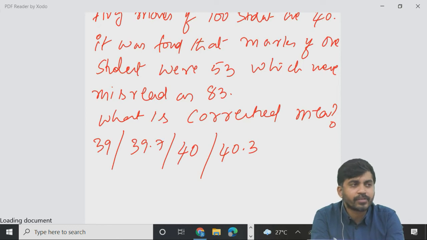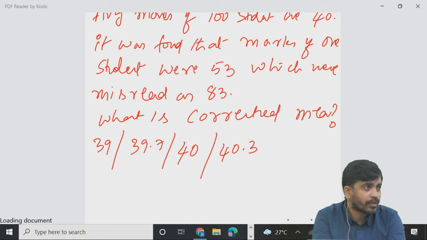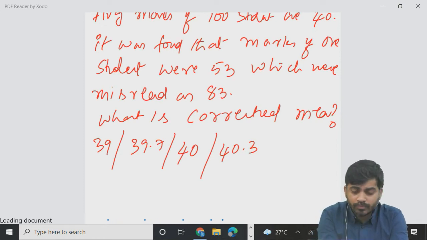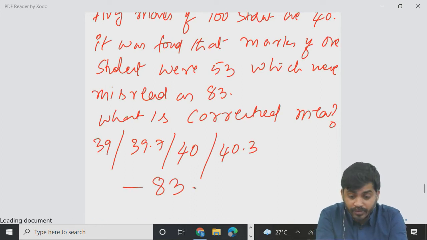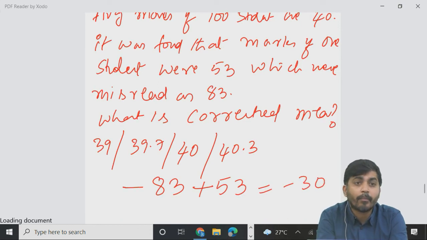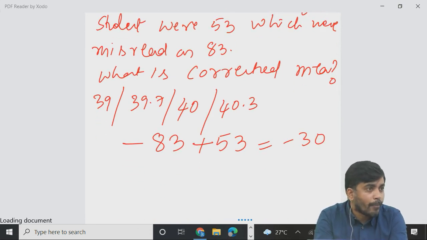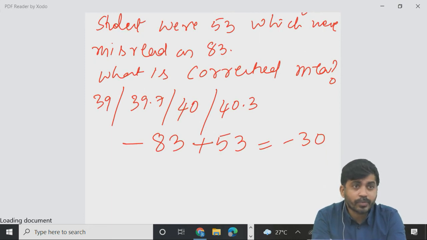This is a very simple question. The actual marks of the student are 53, but 83 was taken. Remove 83, it means minus, add 53. What is the net change? Minus 30. Minus 30 is the net change, should be divided equally for all the numbers.